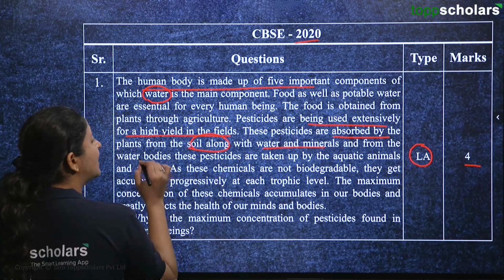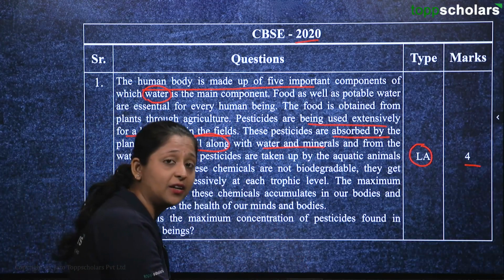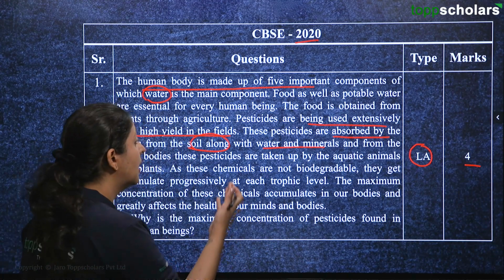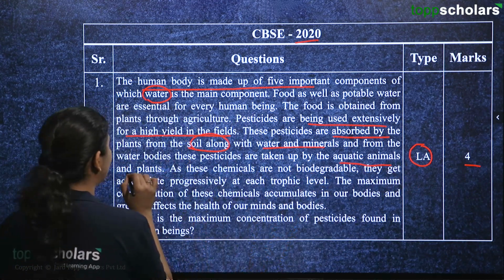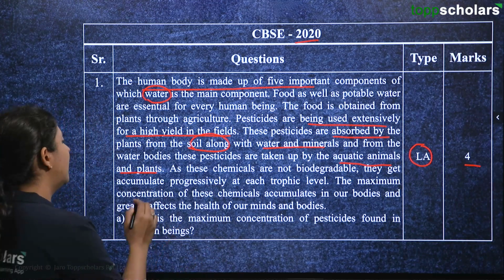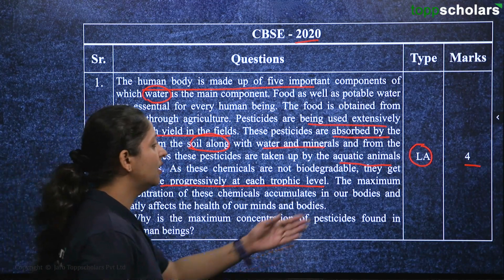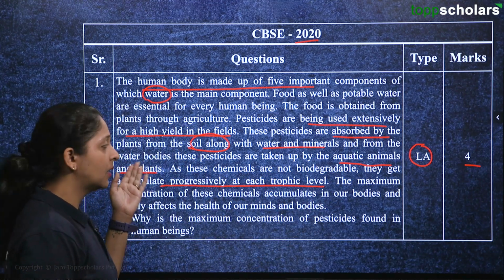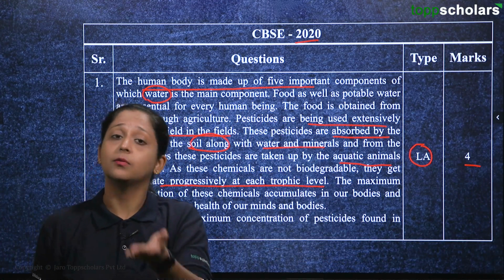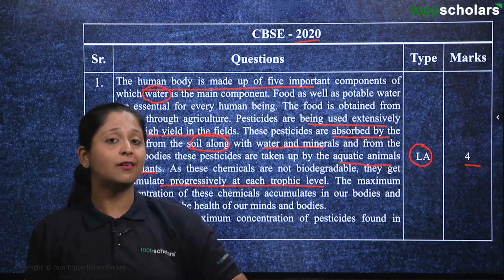From the water bodies, these pesticides are taken up by the aquatic animals. So not only are we affecting the human body, when we eat those plants we are consuming the pesticides, but we are also affecting the aquatic life surrounding us. As these chemicals are not biodegradable, they accumulate progressively into each trophic level. For example, it is consumed by the plants, the plants will be eaten by the fish, the fish will be eaten by the larger fish, and that will be eaten by another carnivore. So it is just getting accumulated into the trophic levels.